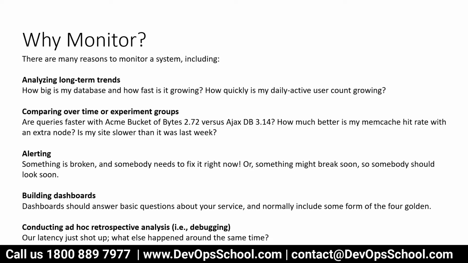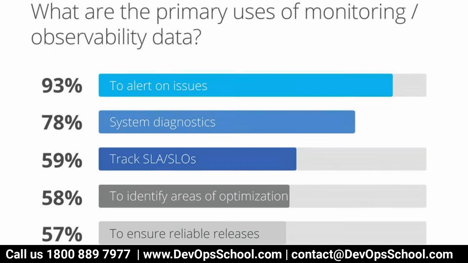You want to have alerting, so that something which goes beyond the threshold triggers an alert. Building a dashboard means we want visualizations of what's going on in our infrastructure, production environment, pre-production environment, and so on. On top of that, we want to conduct ad hoc retrospective analysis, i.e. debugging, for anything that goes off. For example, if latency has suddenly shot up, you want to troubleshoot why. So these are the primary reasons why we do monitoring.